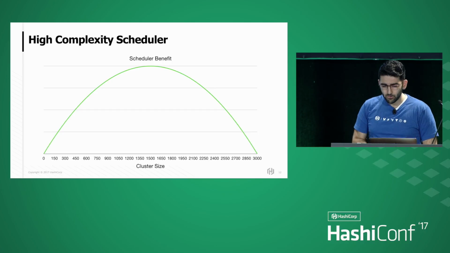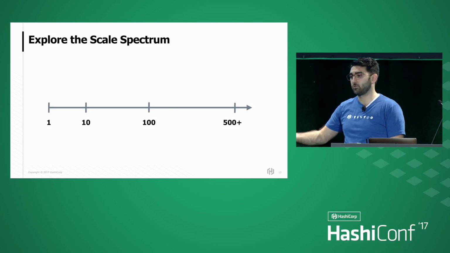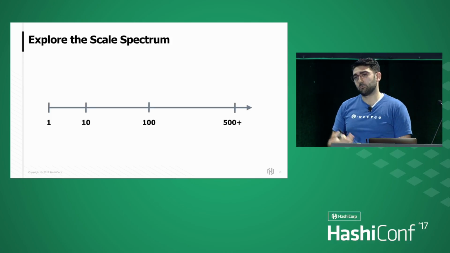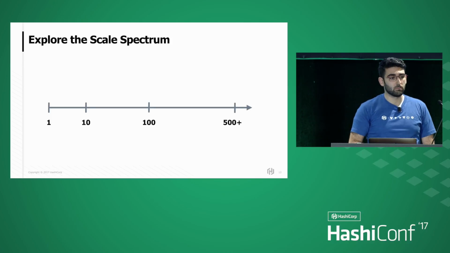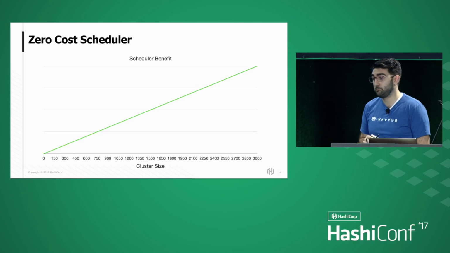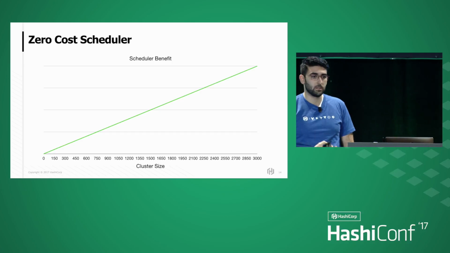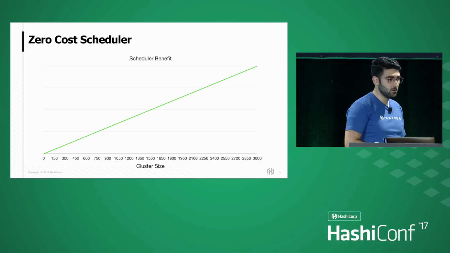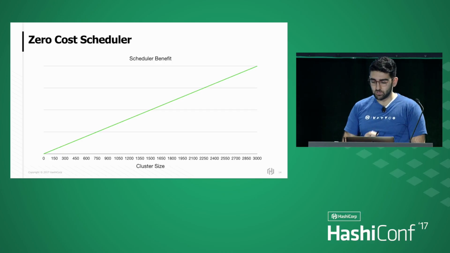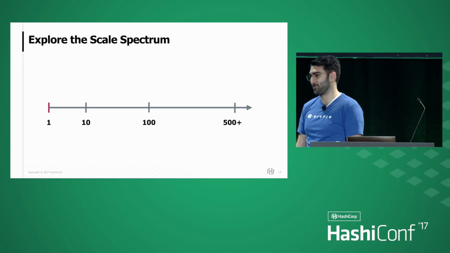So with this in mind, I want to explore the scale spectrum of clusters and what we did when building Nomad and what drives the features and the implementation. Because our goal is to try to be this zero-cost scheduler. This is obviously the ideal that everyone writing software should shoot for, to be as easy to operate and use. So we keep this in mind. I want to start exploring the spectrum at n equals 1.